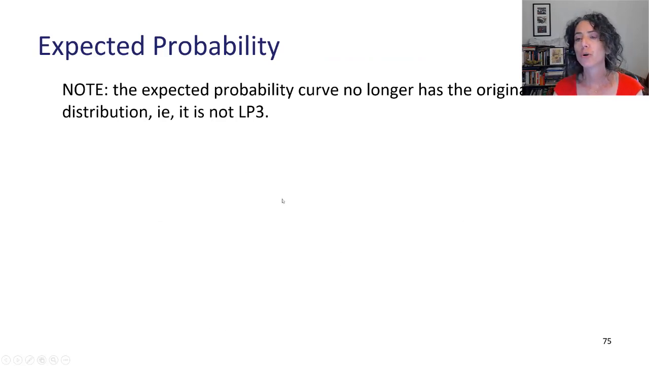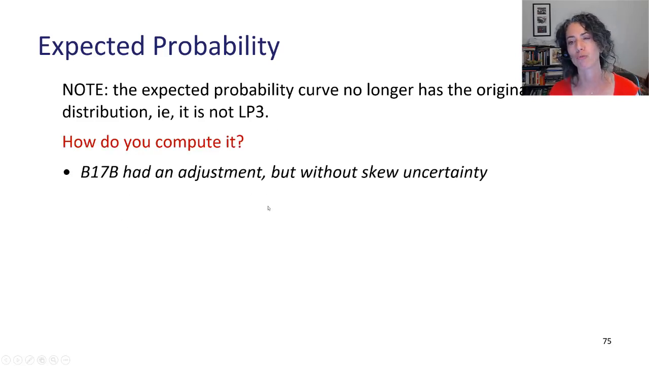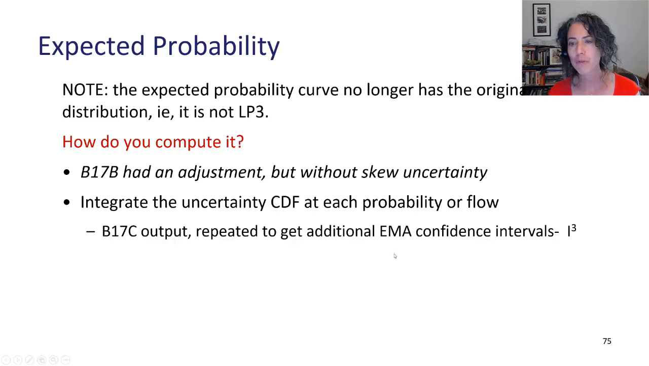Okay, so an important thing to note is that once we've made the expected probability adjustment, our curve is no longer a log Pearson type 3 if that's what we started with. How do we compute the expected probability curve? Well, in Bulletin 17B, there was an adjustment, and the software that performed 17B did that adjustment for us. But remember, that adjustment was done without uncertainty in skew, and so it wasn't adjusted quite far enough.